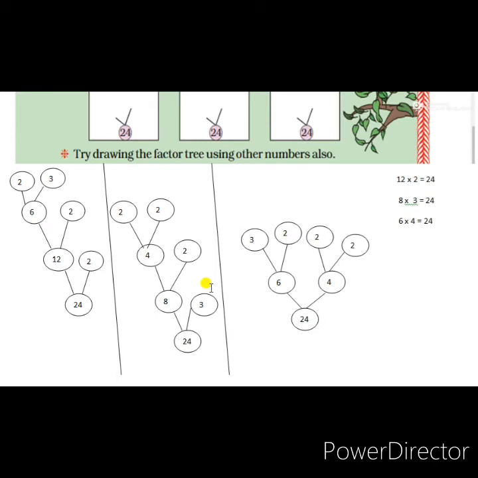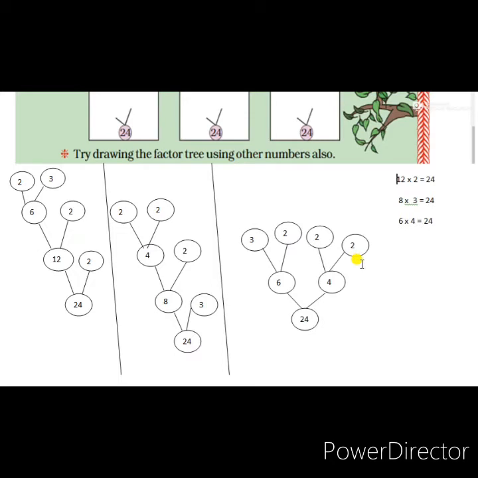Now the third one, 6 4s are 24. It comes in the table of 6 and 4, the product of 6 and 4. Here both 6 and 4 are composite numbers. We have to convert both numbers into prime numbers. 6 is 3 2s, and 4 equals 2 2s. So what are the prime factors of 24 here? 3 into 2 into 2 into 2.